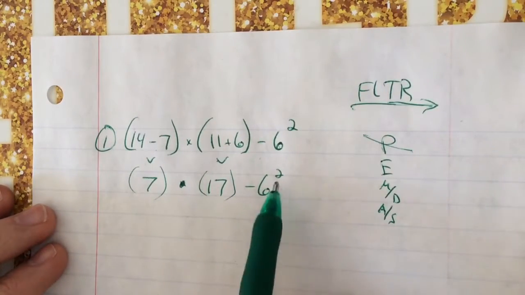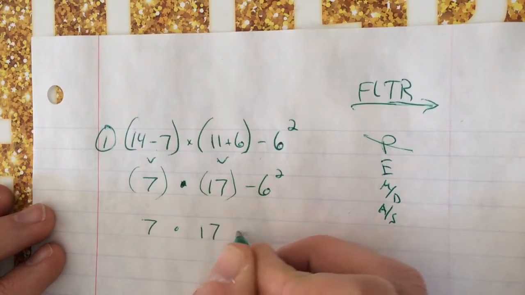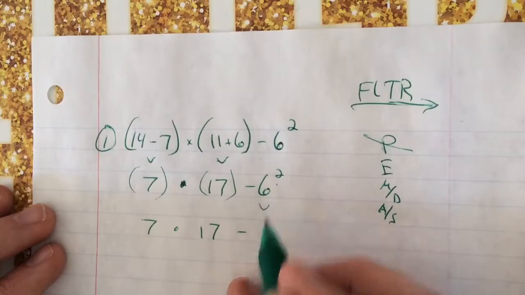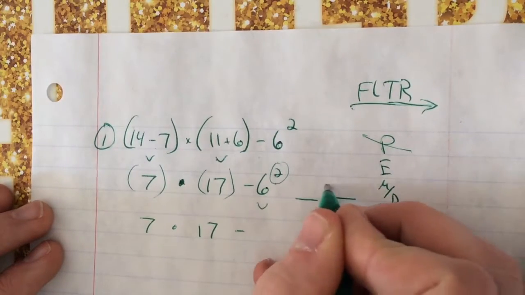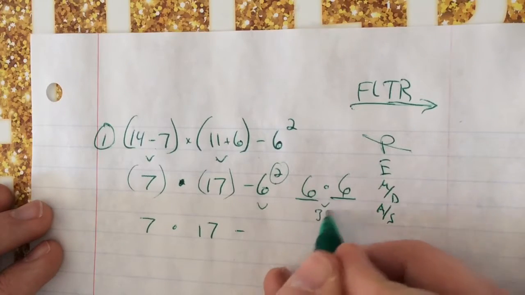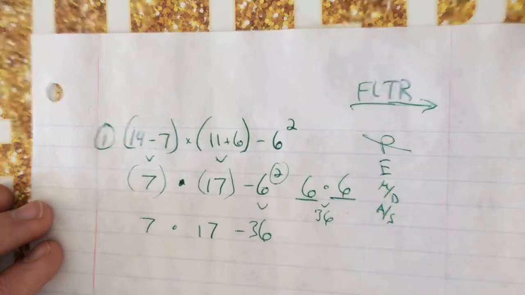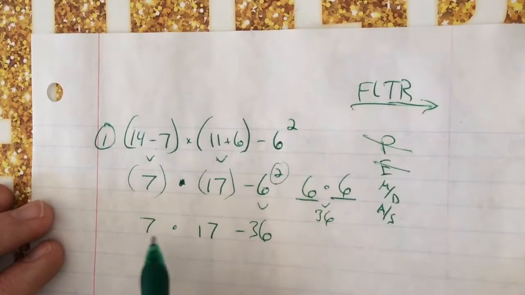Exponents is the next level. I have one of those. So I have 7 times 17 minus, and then right here, 6 squared. The exponent means the base, this number, is how many times that you see the number. The base twice: 6 and 6 makes 36. So I work here, then that's gone. I look from left to right.